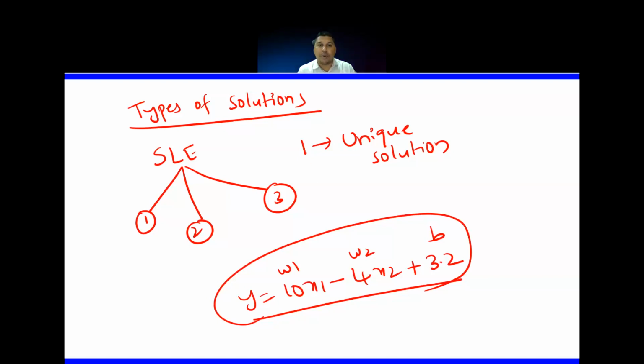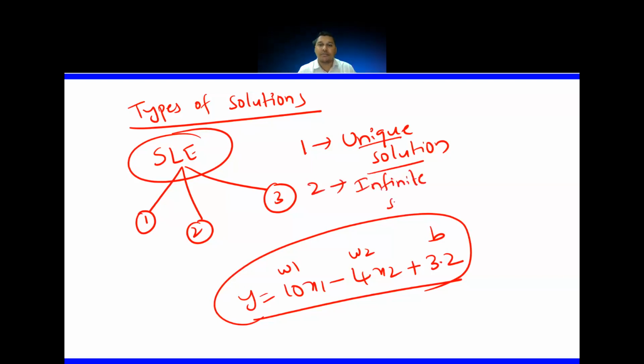So when you are solving this system of linear equations, one possibility is you may get a unique solution. Second, you may get infinite solutions. And third, no solution. These three are the possibilities for a given system of linear equations.